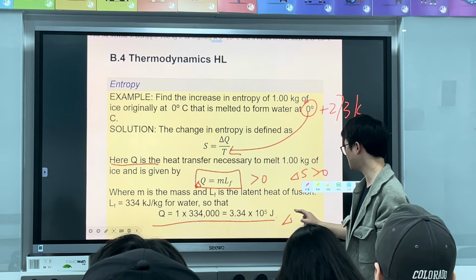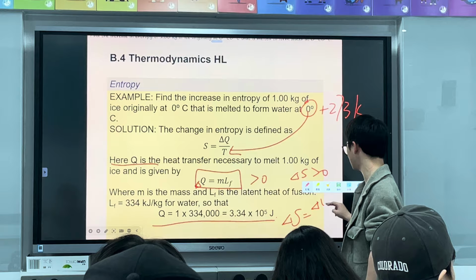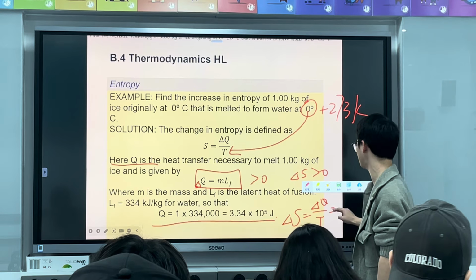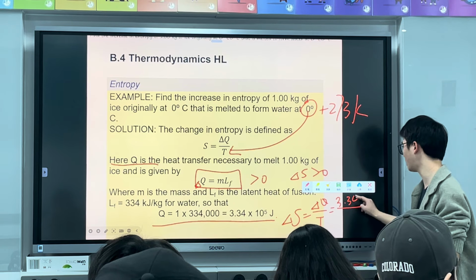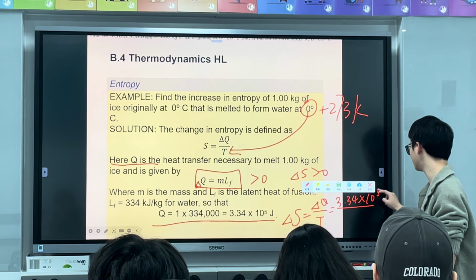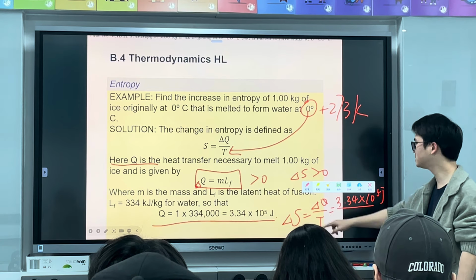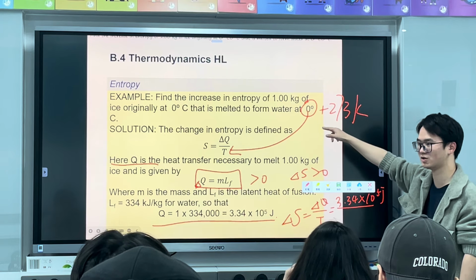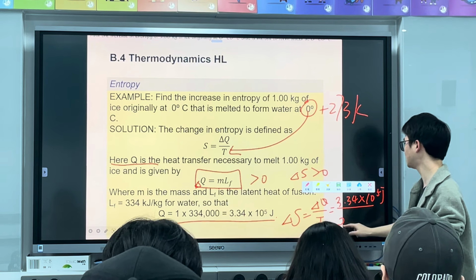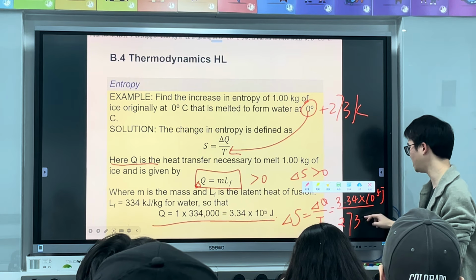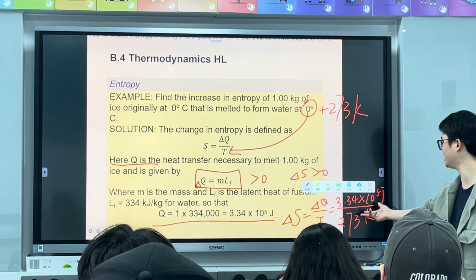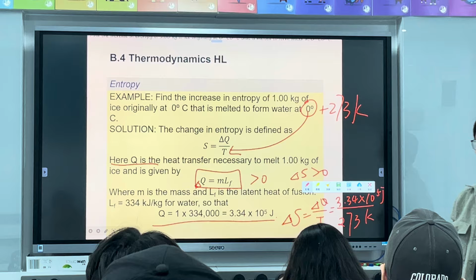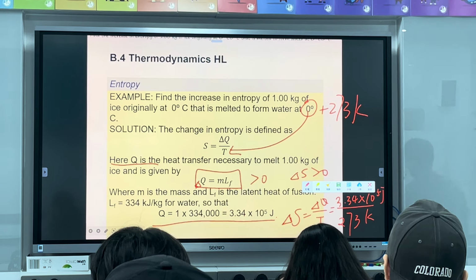And then the change in entropy would equal the change in Q divided by temperature. Delta Q will be 3.34 times 10 to the power of 5 joules. And the temperature at 0 degrees Celsius is 273 Kelvin. So your final change in entropy will be this value.